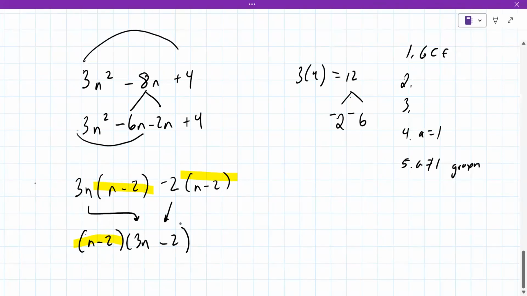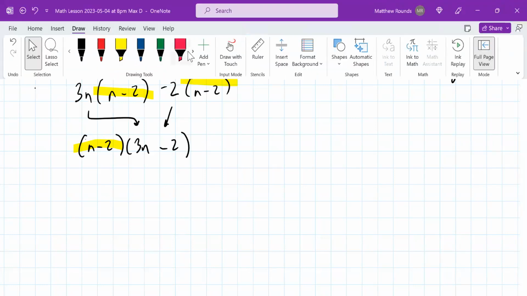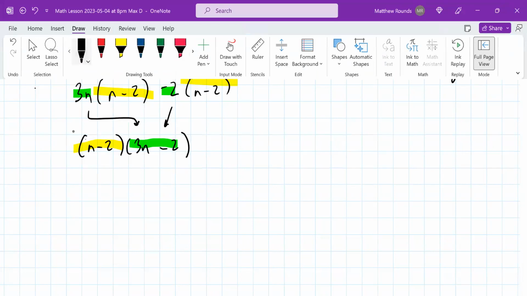Well, yeah, I don't want to say this. It's like, because it's in parentheses, it's like a number. It's in both. That's why it can come out. And then what's left over is the 3n and the minus 2. They're now paired together. Okay. I didn't do a good job.